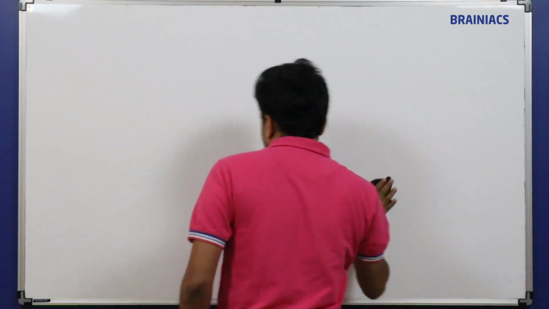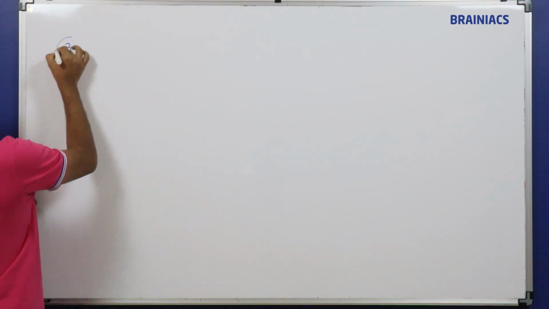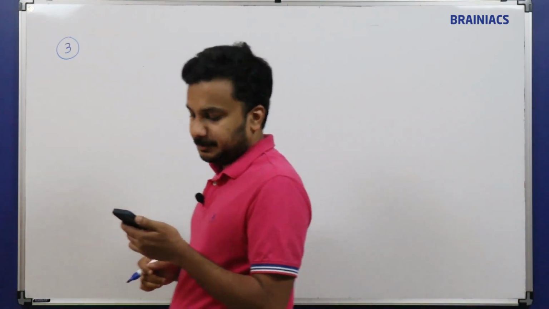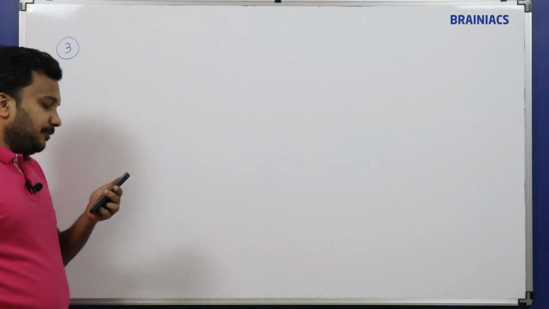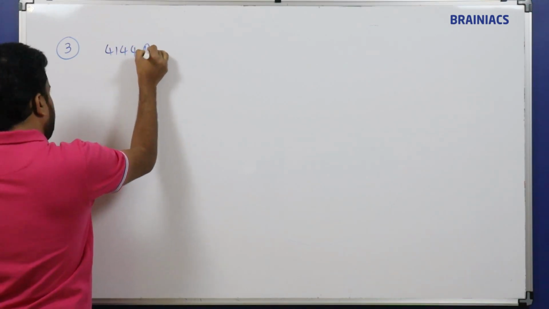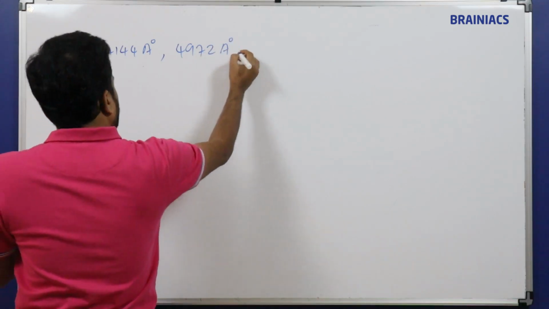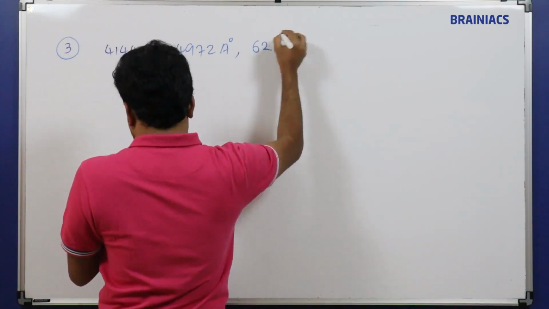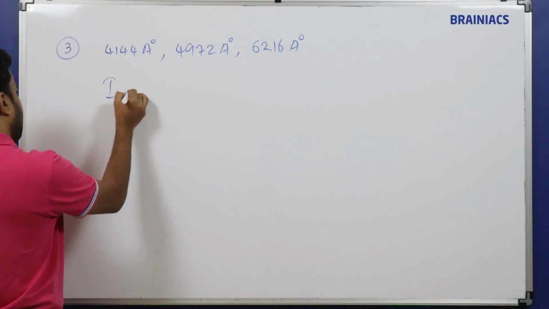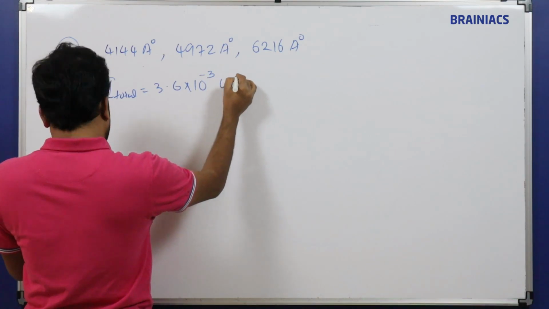Fine, so let's move to the next question, which is question number 3. It is a big question, a big paragraph. We'll read this one. Beam of light has 3 wavelengths: 4144 angstrom, second one 4972 angstrom, third one 6216 angstrom. Three wavelengths are given with a total intensity, I total. The total intensity of the three lights is 3.6 into 10 power minus 3 watt per meter square.